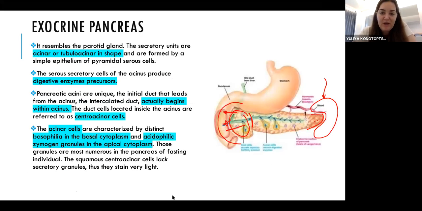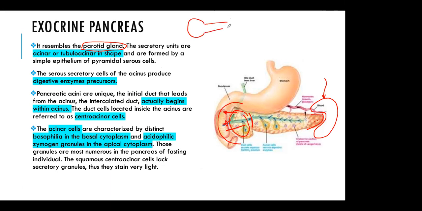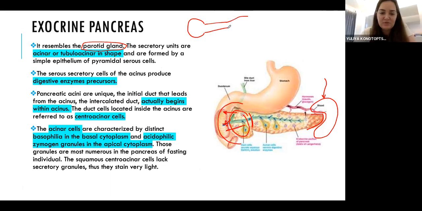Okay, let's talk about the exocrine pancreas. The exocrine pancreas is identical to your parotid salivary gland. Identical. So when you look at them, it looks like you're looking at your parotid gland. You remember, what does the parotid gland consist of? There's the acinus, right? And then there is the intercalated duct, and then there is the striated duct, right? And then there is the excretory duct. But there are major differences between the exocrine pancreas and the parotid gland.